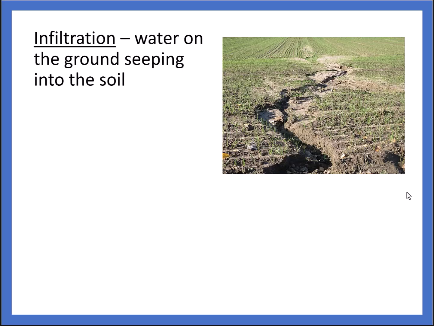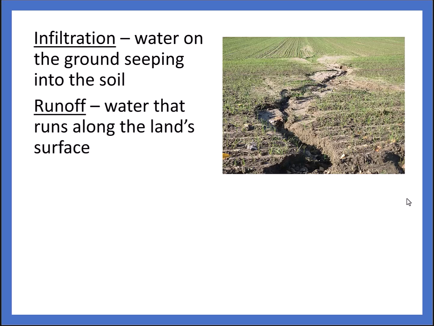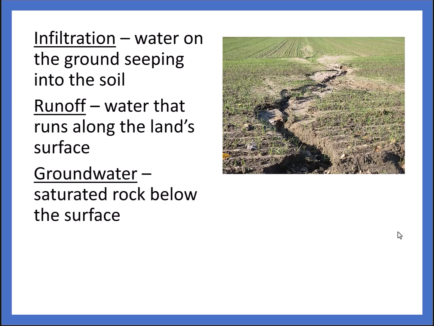Infiltration is water on the ground seeping into the soil. Runoff is water that's running along the land's surface. Here you can see evidence of runoff. And then groundwater is simply saturated rock below the surface. So there's usually large caverns in the rock below the surface that hold groundwater and release it. Then we can use it for irrigation, or it can be released out into streams, oceans, lakes, and so on.